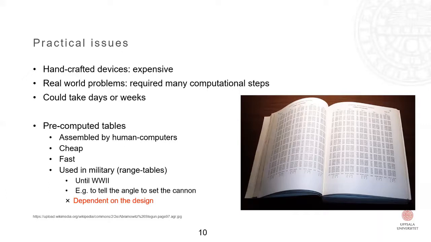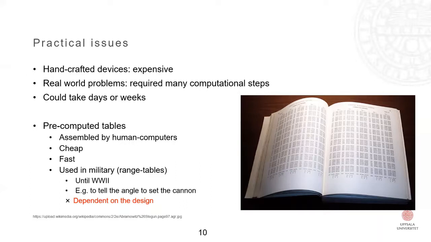So there are various pre-computed tables for different computations, for different devices. For example, in the military, there were different tables called range tables that used to, for example, tell the soldiers the angle to set the cannon in order to hit their target.